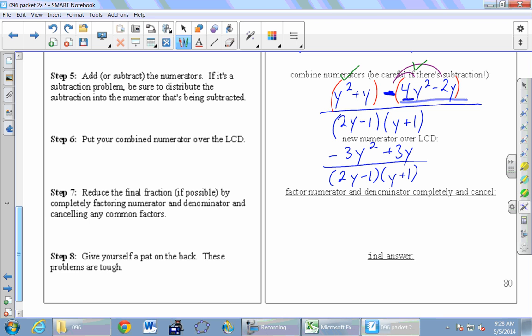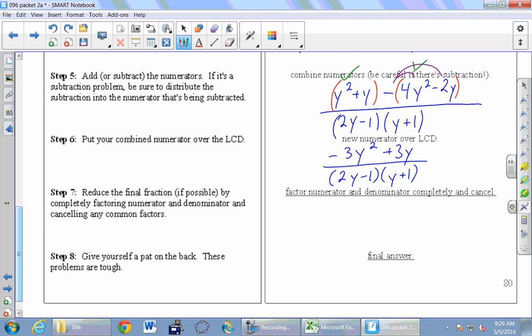It's going to mean minus 4y squared. That's easy enough. But it's also going to be minus negative 2y. And so in my mind, I envision that as a plus 2y. Subtracting a negative is like adding. So all we did then was combine terms. Y squared minus 4y squared gave me negative 3y squared. And then that y plus the 2y gave me the 3y.